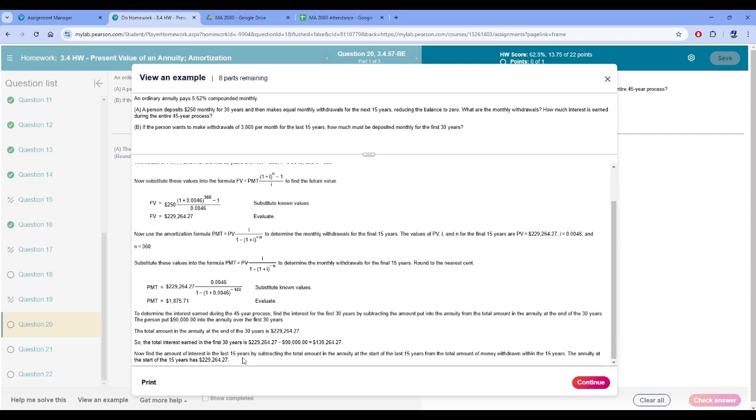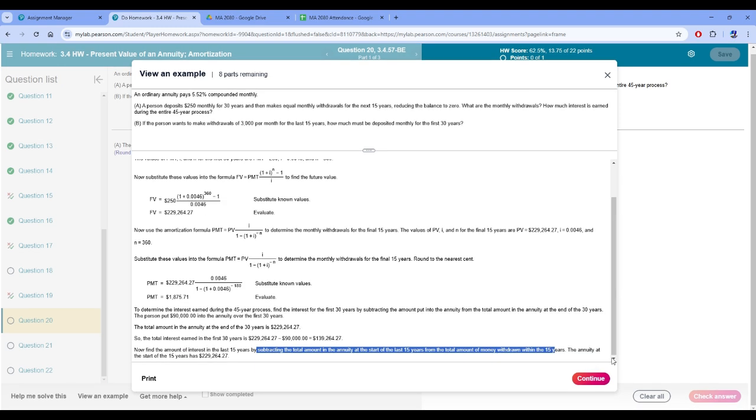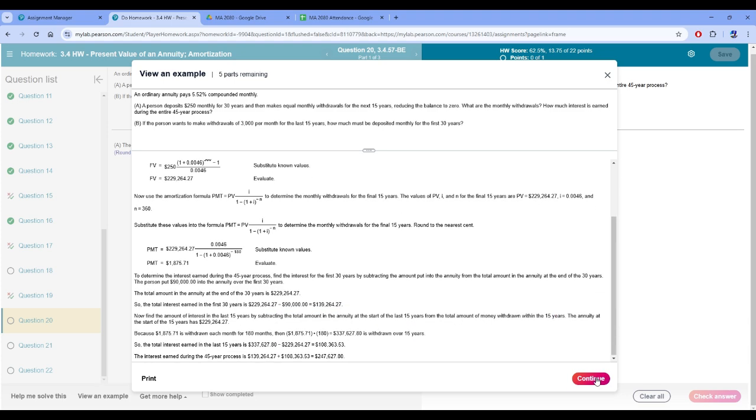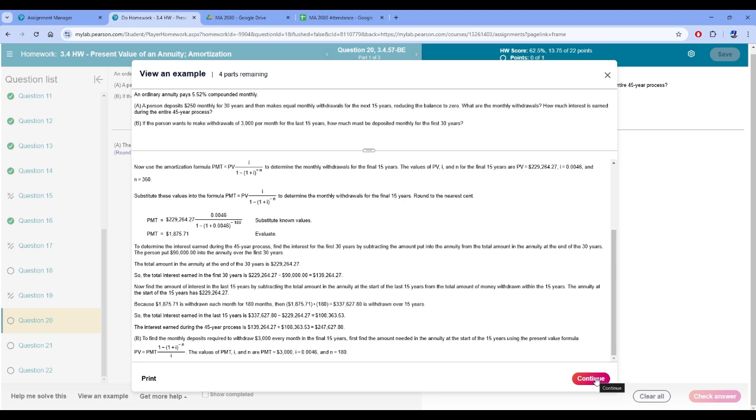Now find the interest in the last 15 years by subtracting the total amount in the annuity at the start of the last 15 years from the total amount of money withdrawn from the annuity, because each month that times that gives us that. Oh, and then you just subtract the two, and that gives the amount of interest that he made. So then you add the two. All right, and then you just find out how much he made total.